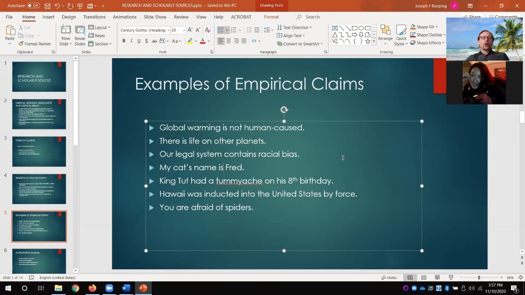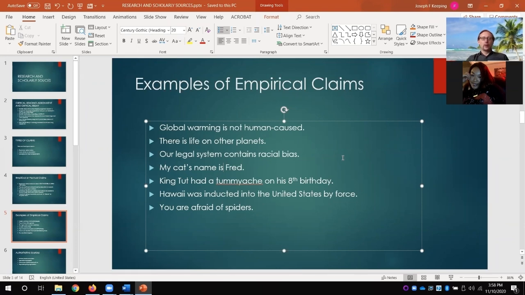So what I want is for you, in this course anyway, to use the word opinion to refer to things that are strictly matters of opinion, purely opinion, not things that can be argued. Our legal system contains racial bias. You can construct an argument in support of that or against it, which you can't really do for an opinion. I like the Marvel movies. I thought Iron Man 2 was pretty good, even though a lot of people didn't. That's an opinion. There's no argument there.